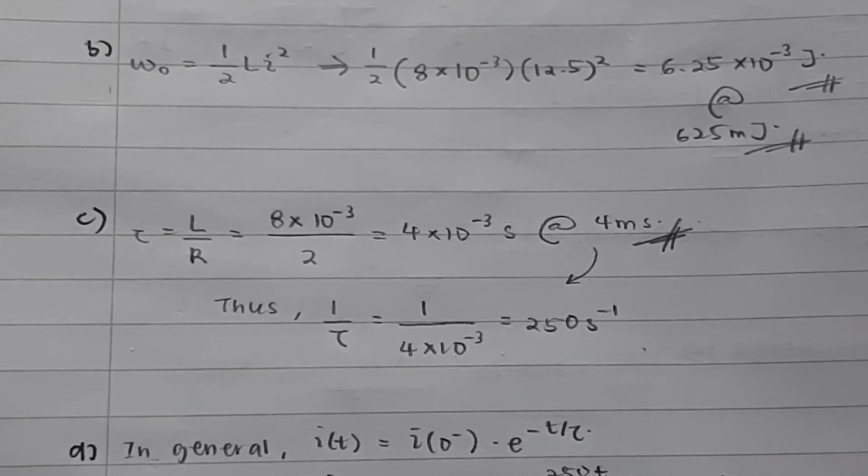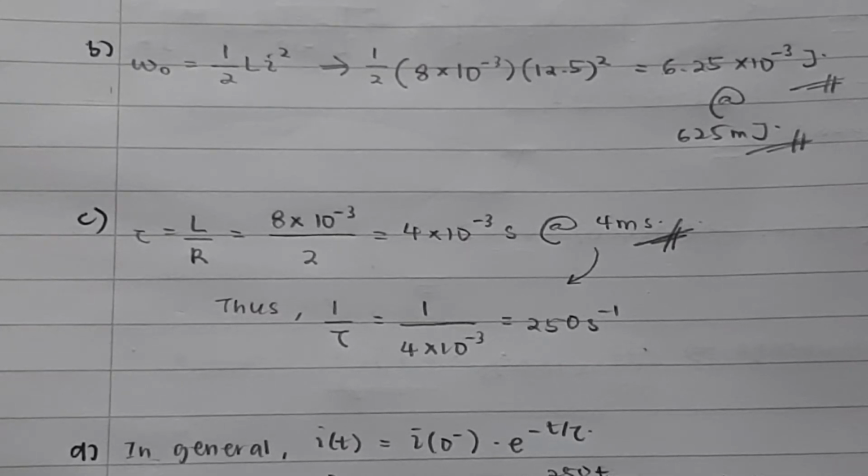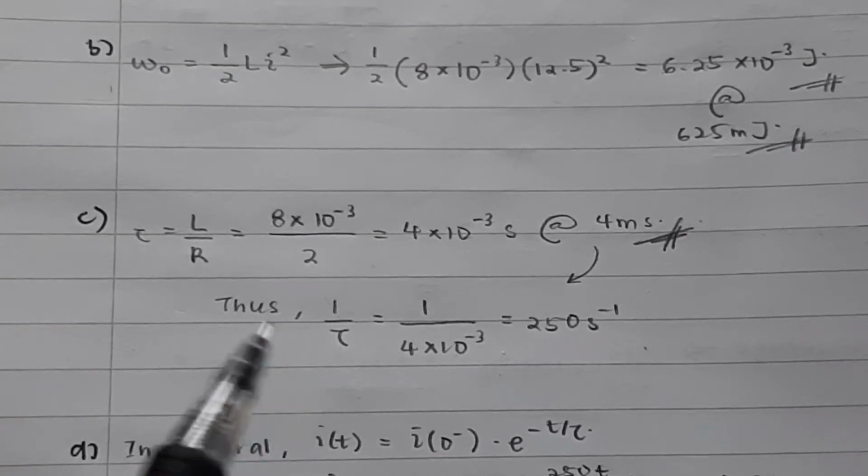So next we move on to the third question. For the third question, the question asks what is the time constant of the circuit for t more than 0. To find the time constant, we need to find the equivalent resistance seen by the inductor for t more than 0.